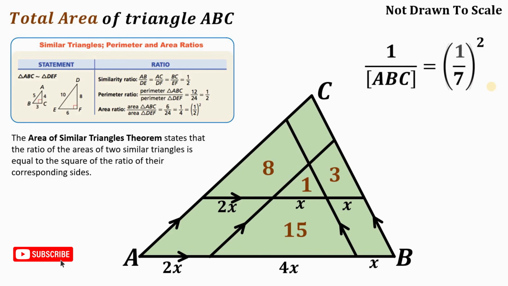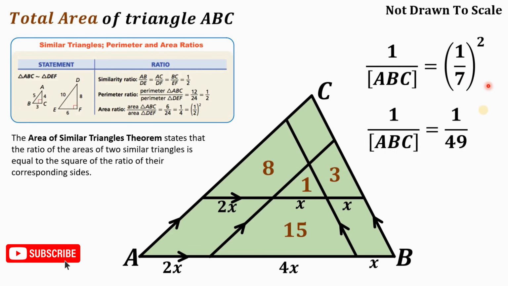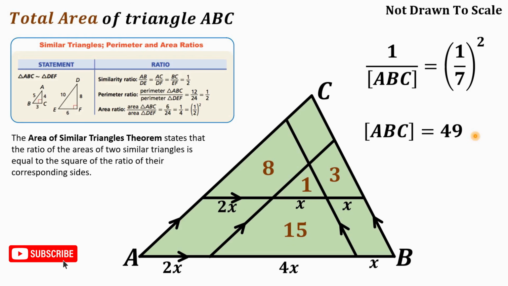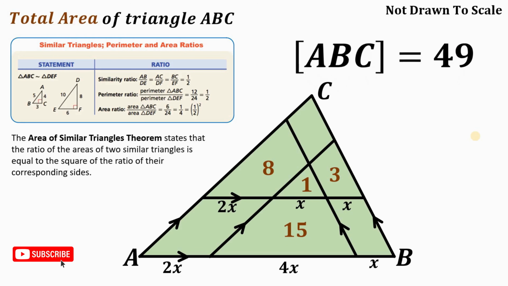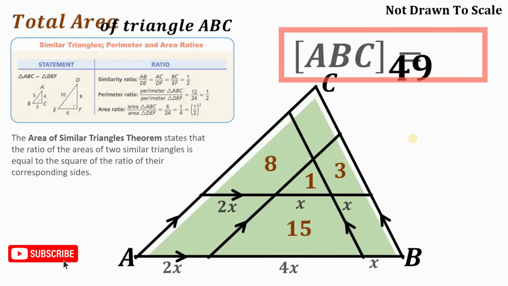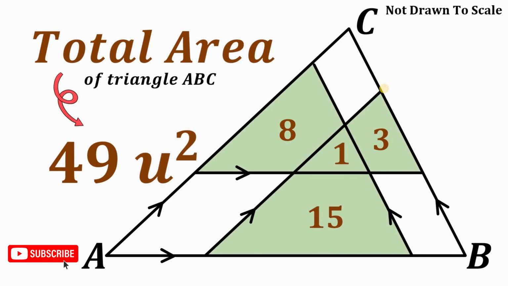This will give us 1 over 7 raised to the power of 2. And 1 over 7 squared, this will give us 1 over 49. Now get the reciprocal, and we get the area of the entire triangle, which is equal to 49 square units. And that is our answer to this question. Therefore, given this figure, then we get that the area of the entire triangle ABC simply equal to 49 square units.